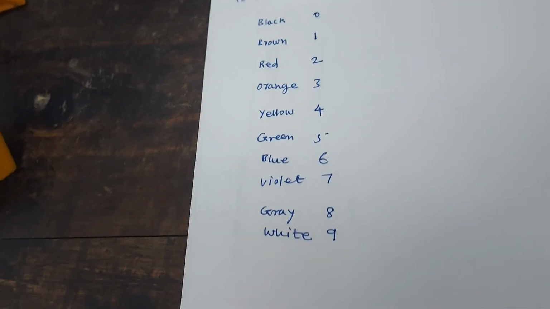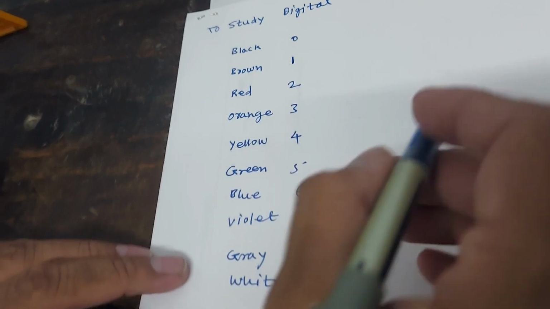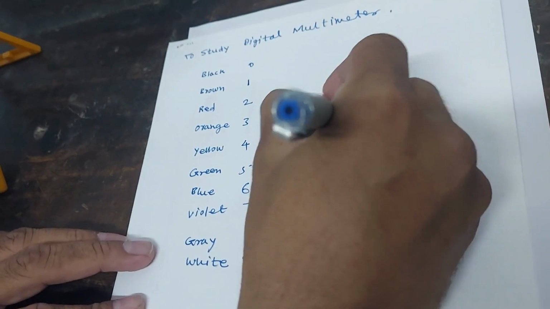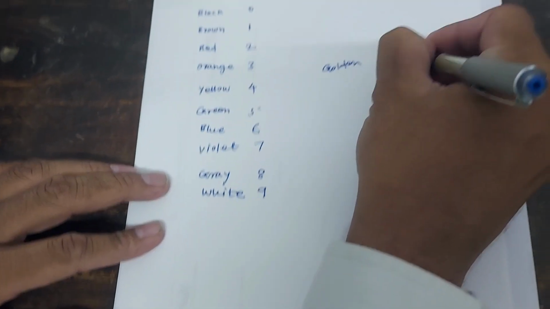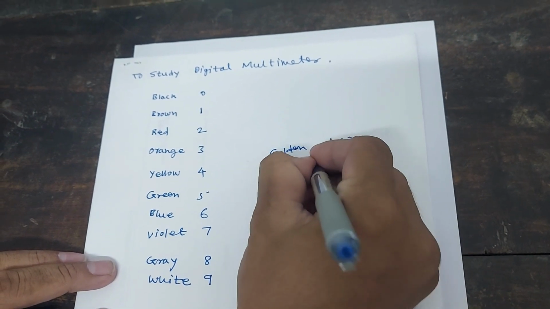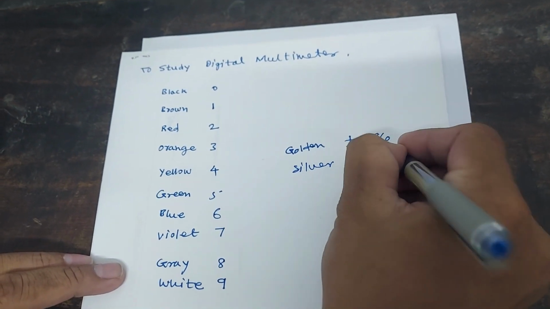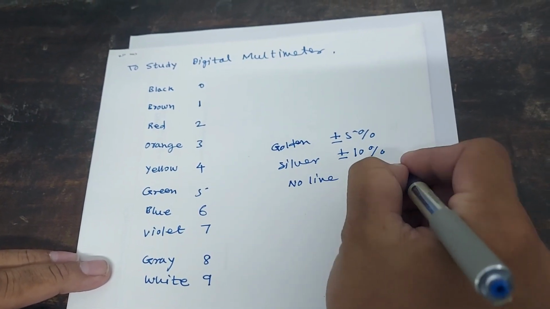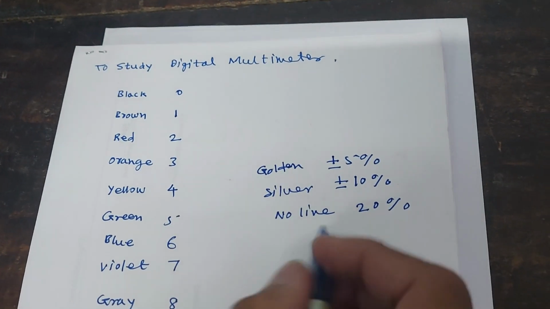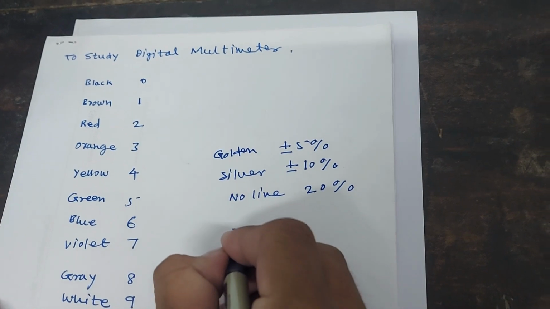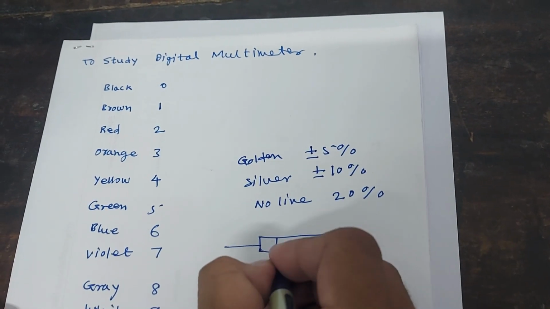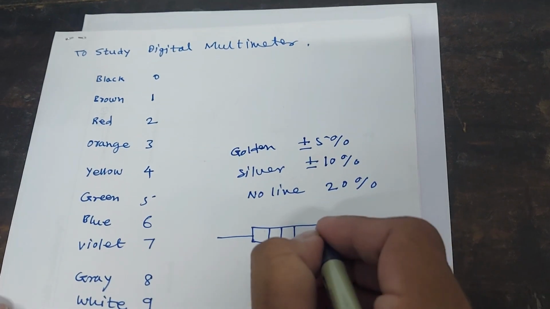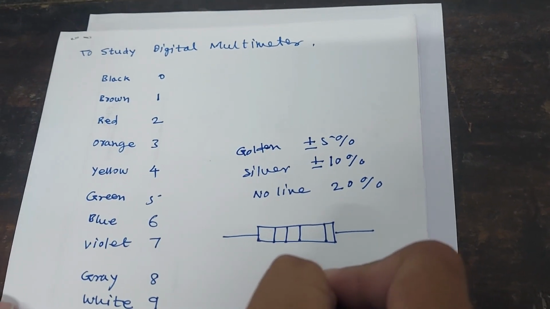And also we have the tolerance. The tolerance for a golden line is plus or minus 5%. For a silver line the tolerance is plus or minus 10%, and if there is no line then the tolerance is 20%. Whenever we see a resistance, there are 3 lines on that resistance for finding out its resistance value, and the 4th line is nothing but its tolerance.